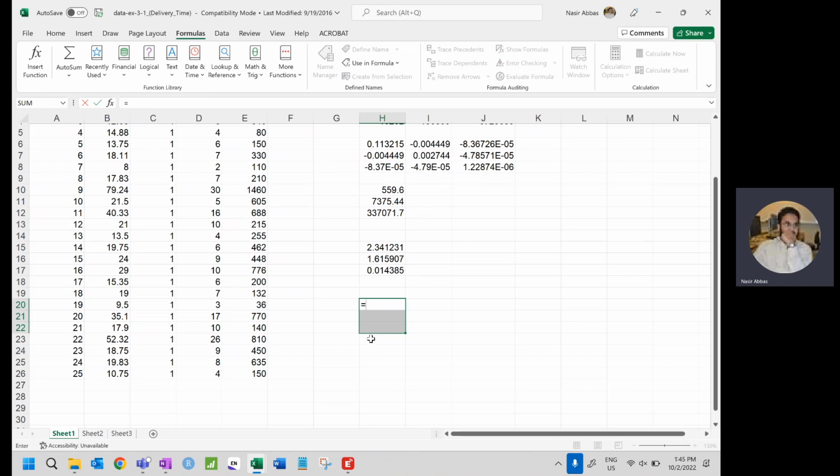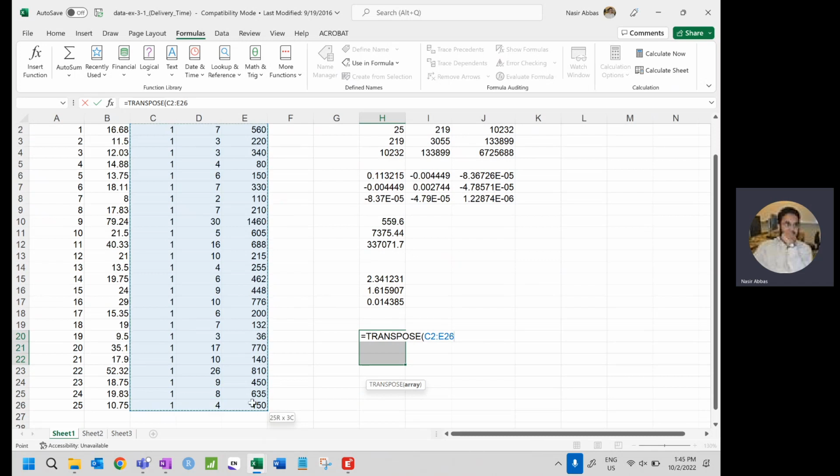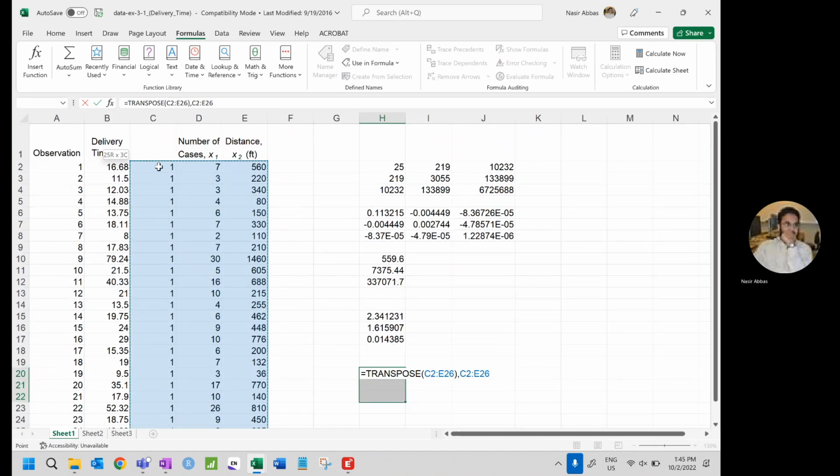Go from the innermost bracket. What is in the innermost? There is X prime X. So write transpose of X. Now I'm assuming I did not give them the names, but when I select it, it will automatically make it X. Transpose of this with this, and outside I'll put the matrix multiplication command.